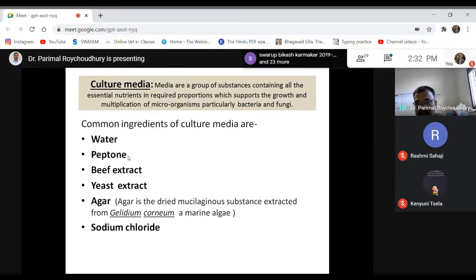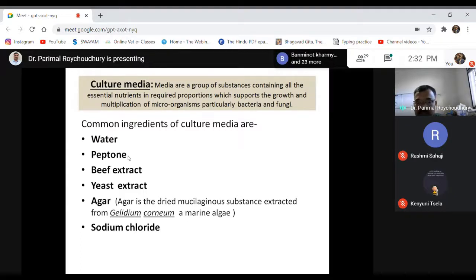Here, just to remember one point: agar, although it is a carbohydrate in nature, cannot be utilized by bacteria as a source of energy. So agar is not a nutrient. Please remember, agar is simply a solidifying agent that we use.